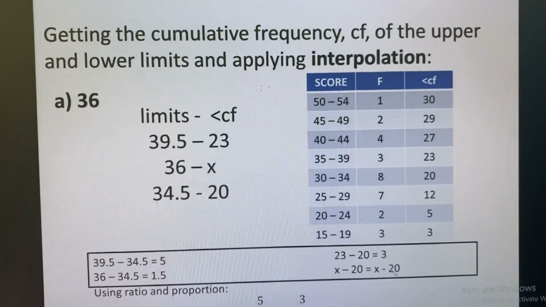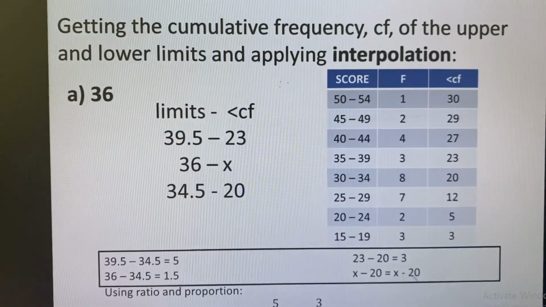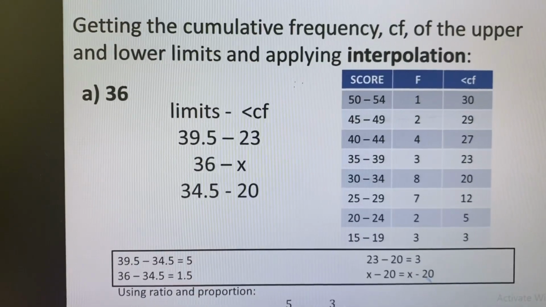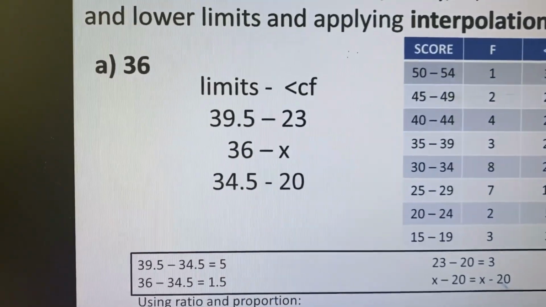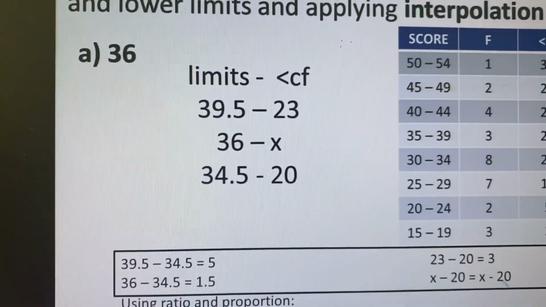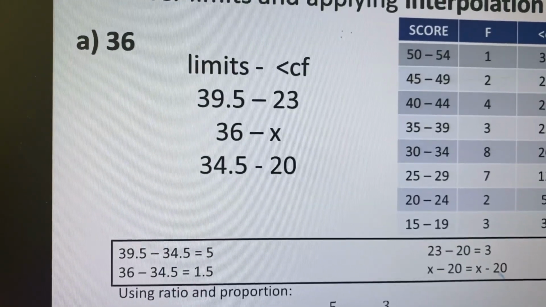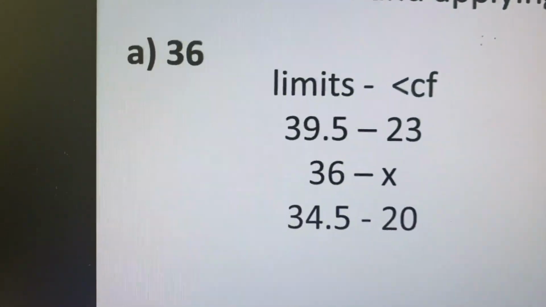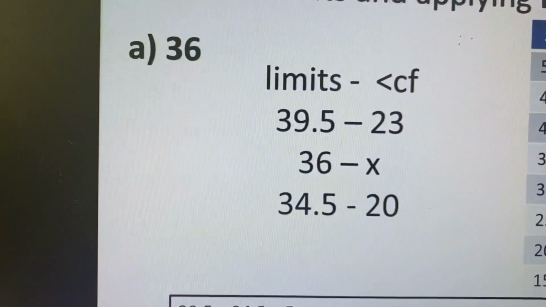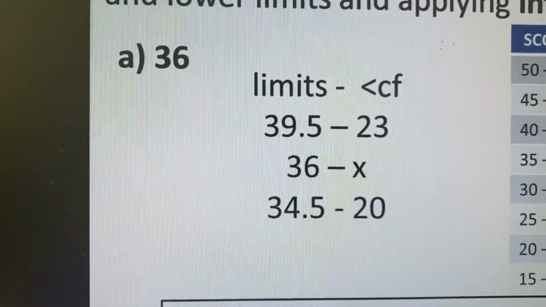So getting the cumulative frequency, CF, of the upper and lower limits, we apply interpolation. So for letter A, first, we are going to write the score 36. Then the cumulative frequency of 36 is X. So we assign X because we don't know yet the value of the cumulative frequency.